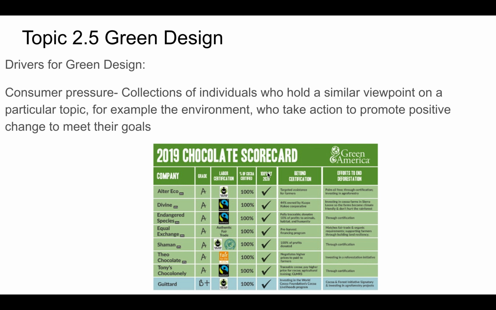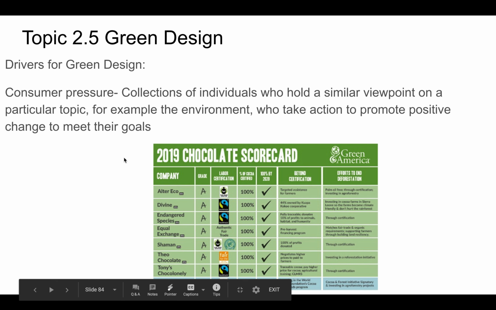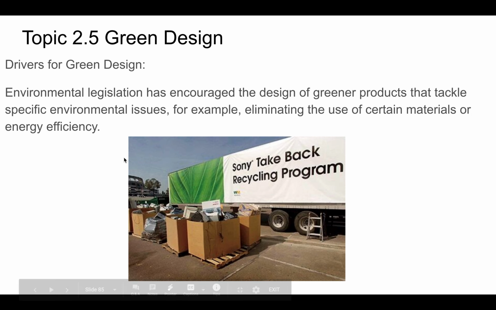So for instance, this is about fair trade chocolate, right? And so this is a consumer group. This is Green America. It's a consumer group, and basically what they're doing is grading the different brands of chocolate for their fair trade quality. Okay, and you can read about these things, but that's consumer pressure.